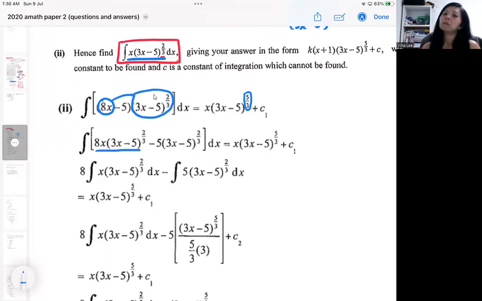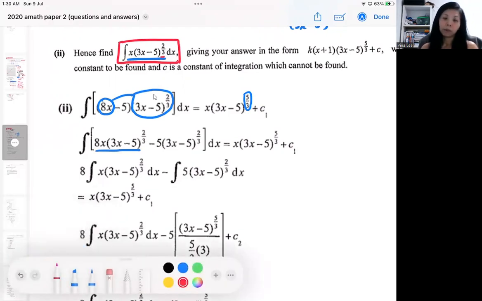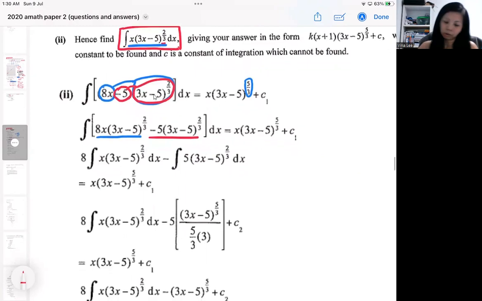I'm going to split the bracket. Then this minus 5 can also be multiplied with the whole bracket. So that's how I got this. So I split this into two terms. Okay. After I split into two terms, I'm going to split into two integrations. Because it's a subtraction, don't forget, if you are doing a subtraction, you can always split them up.